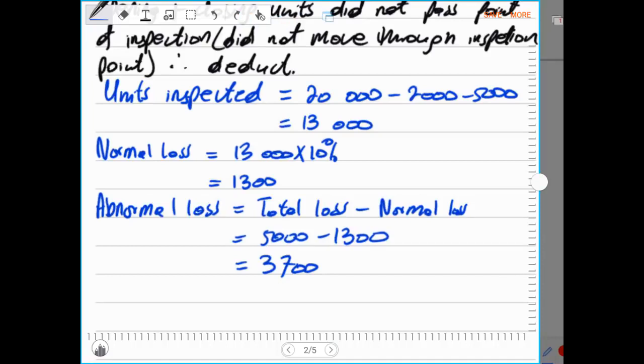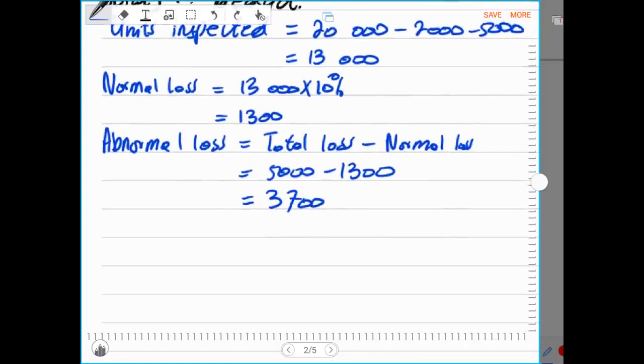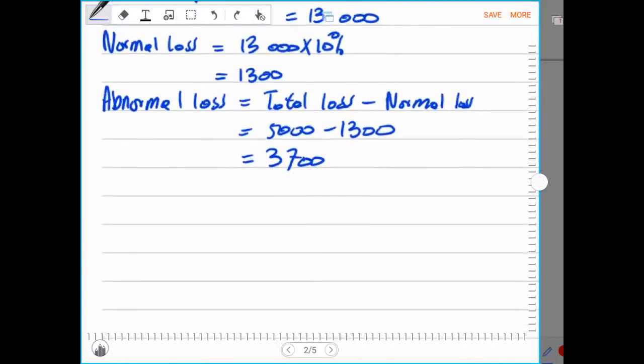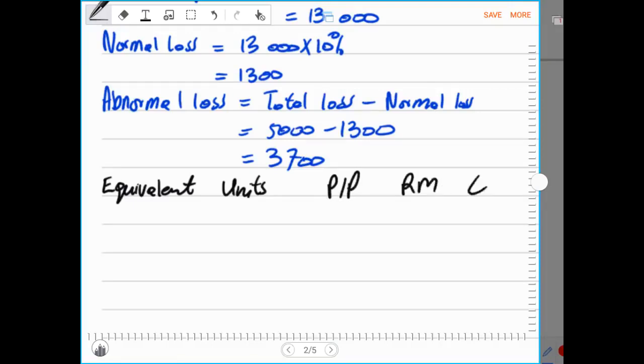So now let us do again the equivalent units. Under equivalent we have the units, and we have previous process, we have raw material, we have conversion cost. And remember, we are only focusing on the losses here.